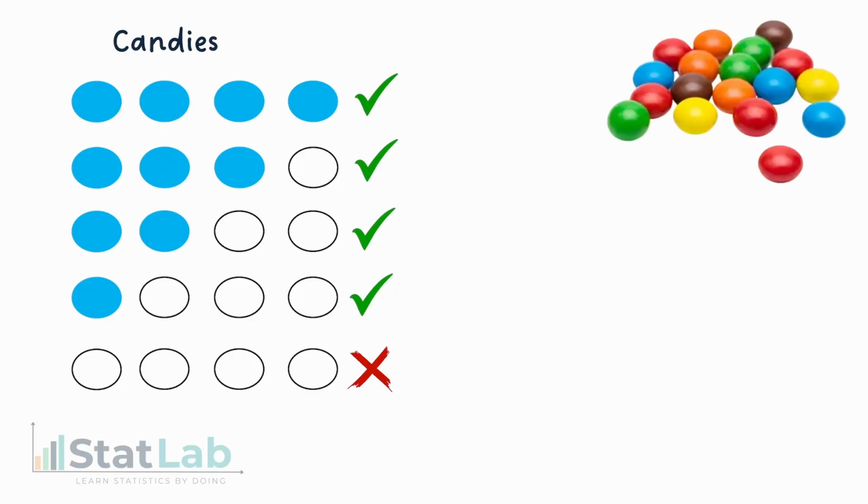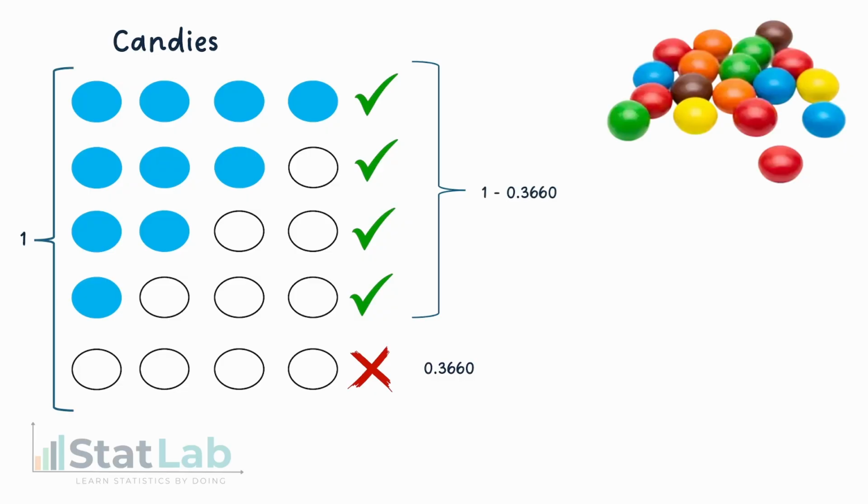at least 1 blue is everything that is not no blue. And we've already determined that none of them being blue is 0.3660. So that means that the probability of it being at least 1 is everything else. And since we know that everything is 1, we simply do 1 minus 0.3660. That gives us our probability of 0.6340. So hopefully if it didn't make sense when I did the question, this picture helped you see why the opposite of none is at least 1.